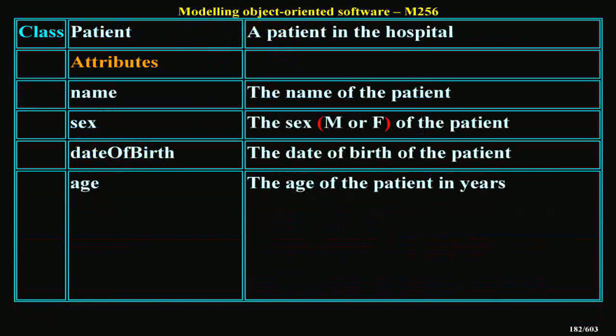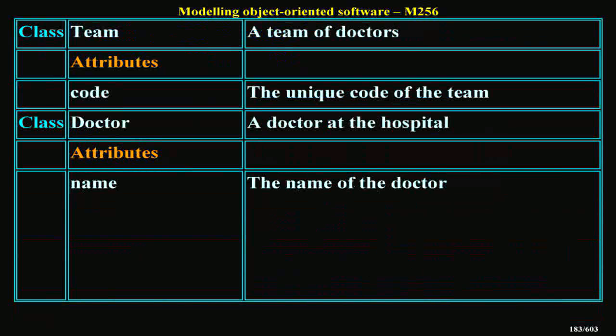Class, patient, a patient in the hospital. Attributes. Name, the name of the patient. Sex, the sex (M or F) of the patient. Date of birth, the date of birth of the patient. Age, the age of the patient in years. Class, team, a team of doctors. Attributes. Code, the unique code of the team.